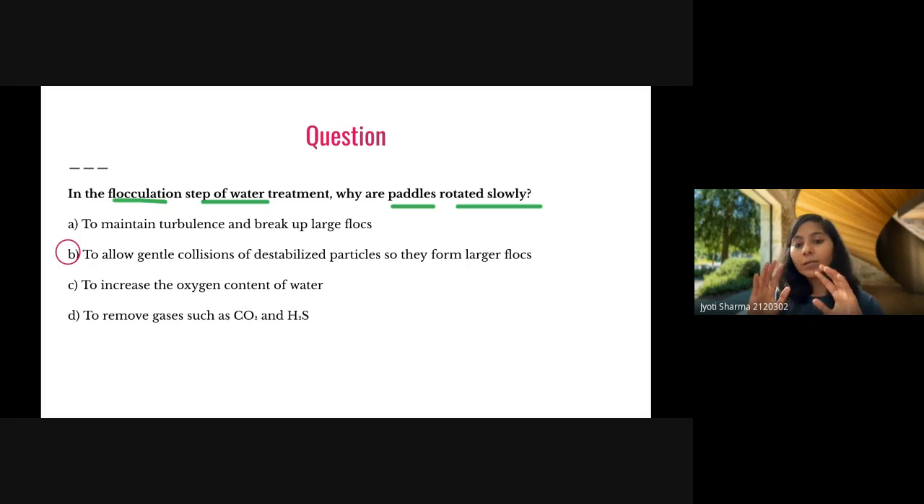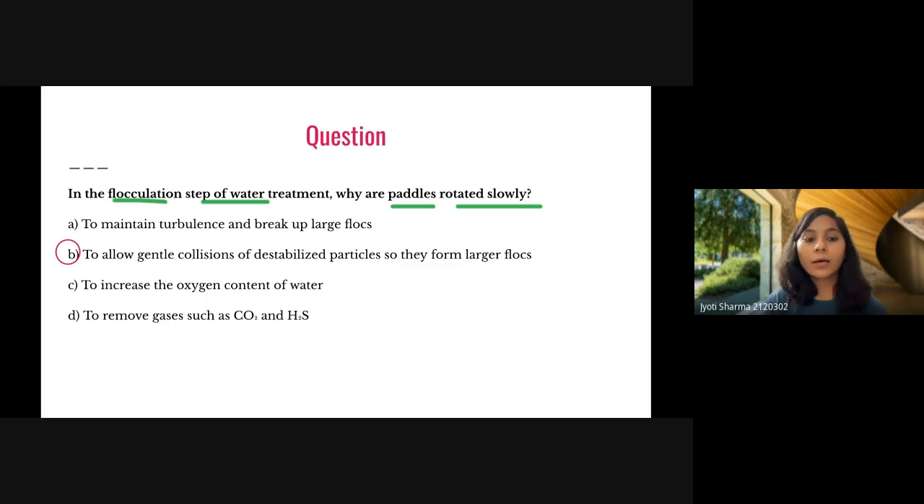But what if we do it rapidly? Then because of that rapid mixing, the flocs will be broken down, right? So we are not using rapid mixing here; for the flocculation we are having slow mixing. Because of that slow mixing, flocs can be formed, and those flocs we will remove in the sedimentation.